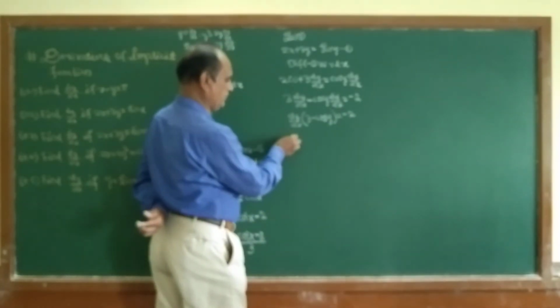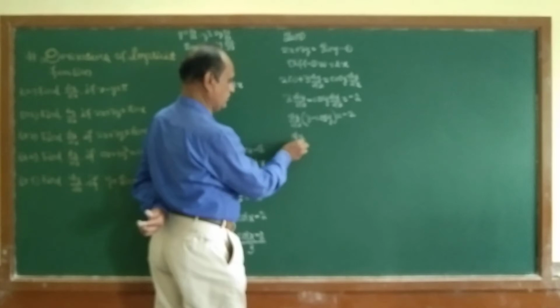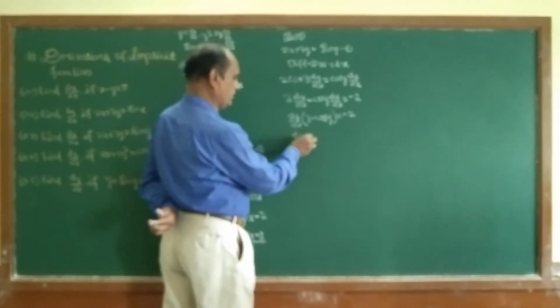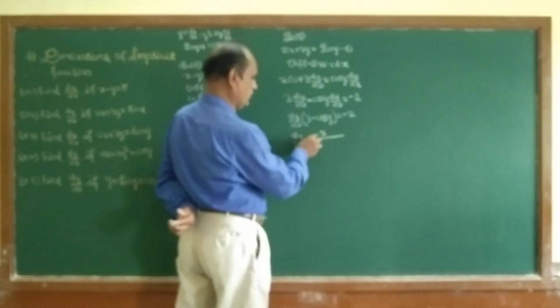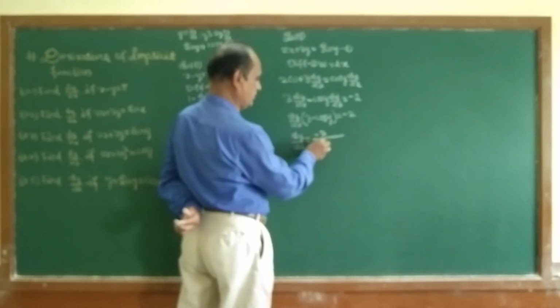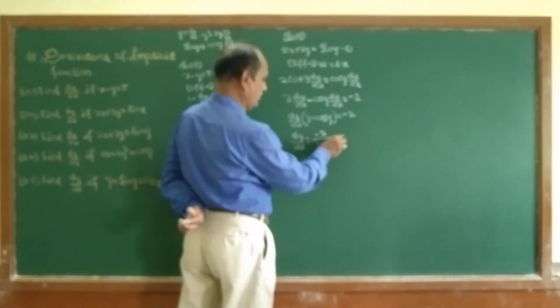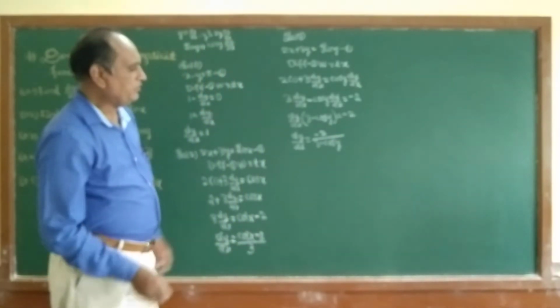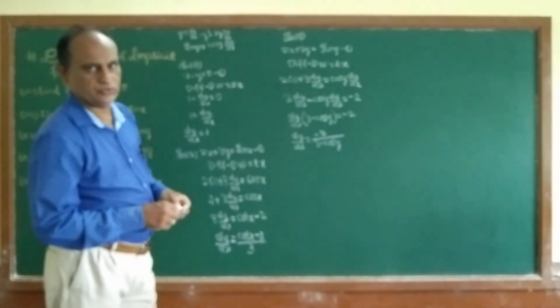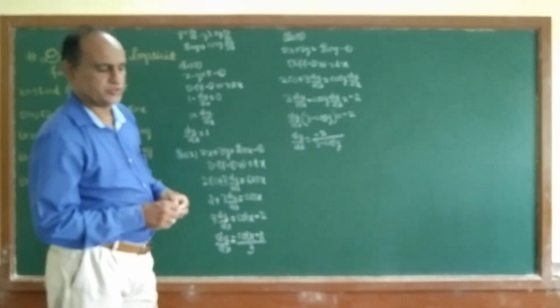From here, write dy by dx. dy by dx is equal to, in the numerator, minus 2 as it is, in the denominator write 3 minus cos y. Or, dy by dx is equal to minus 2 divided by 3 minus cos y.